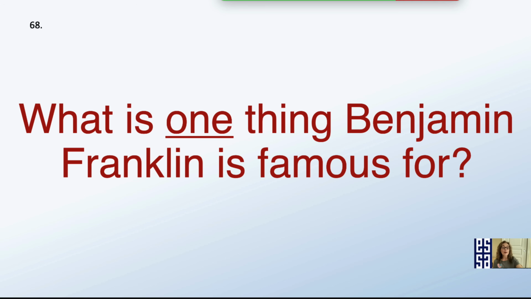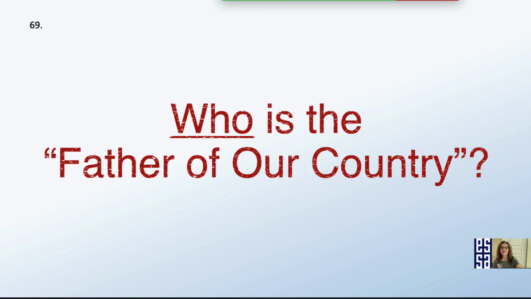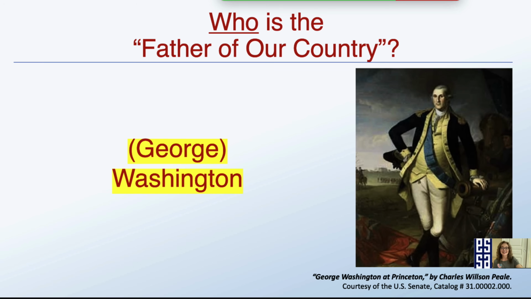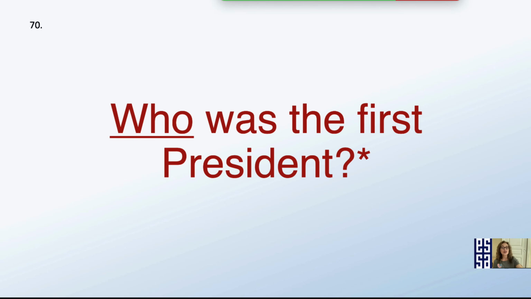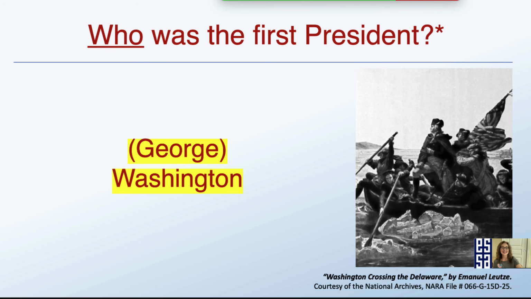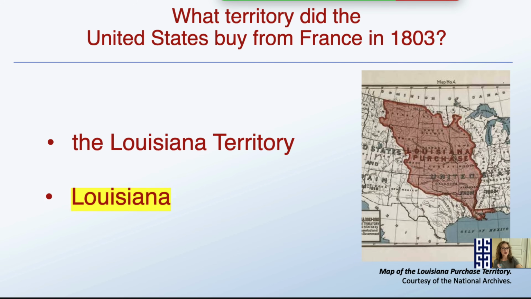What is one thing Benjamin Franklin is famous for? Just one. I chose a U.S. diplomat. Who is the father of our country? George Washington. Who was the first president? George Washington. What territory did the United States buy from France in 1803? Louisiana.